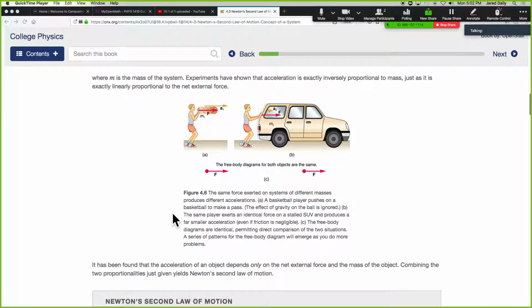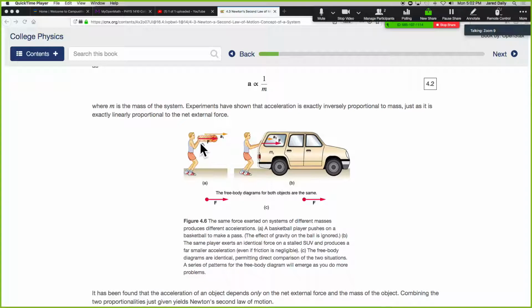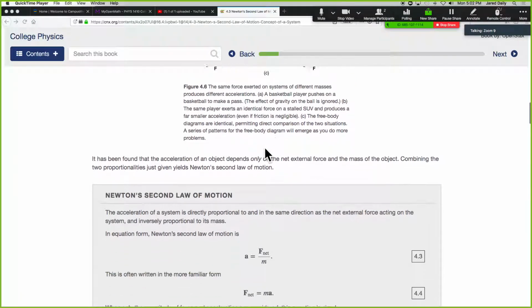Here we have another example, a person pushing a basketball. If you push as hard as you can on a basketball, you can make that basketball really accelerate. But if you push as hard as you can on a big SUV, you can't really make it accelerate that much. It is that inverse proportionality due to the mass.